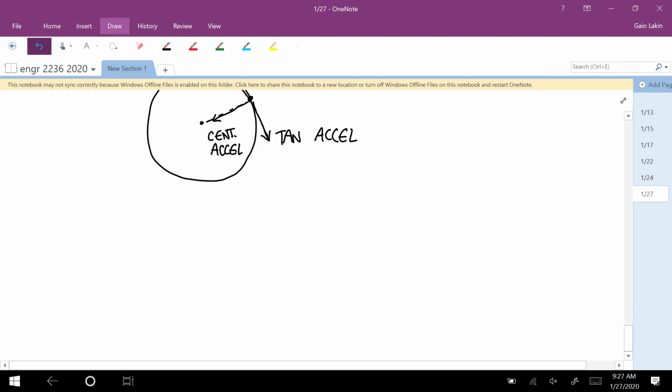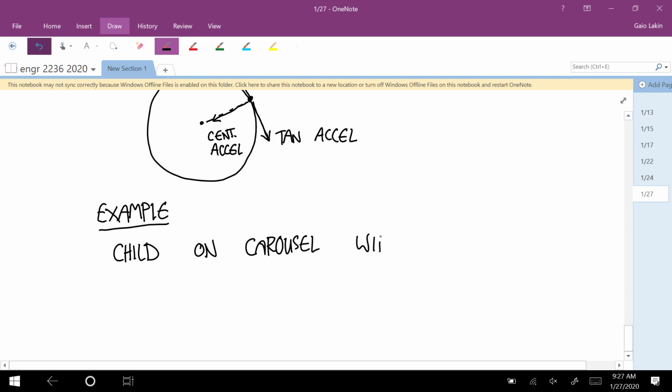Okay, well, let's do an example. So let's say a child is on like a playground carousel. Well, they don't make those anymore, I don't think, because it injures 85% of the kids who look at it, but they used to have these things. So there's a child on a carousel with a radius of 2 meters.